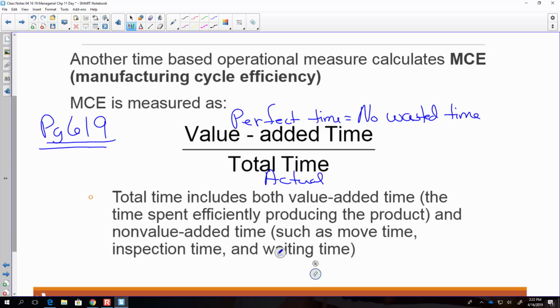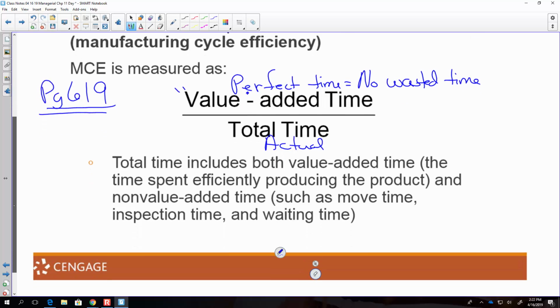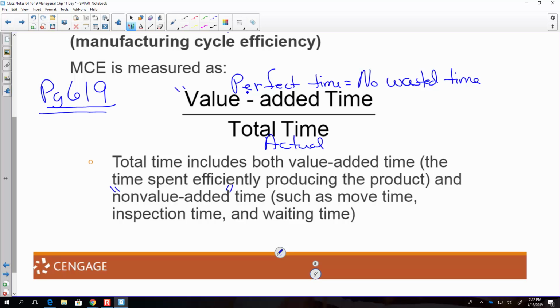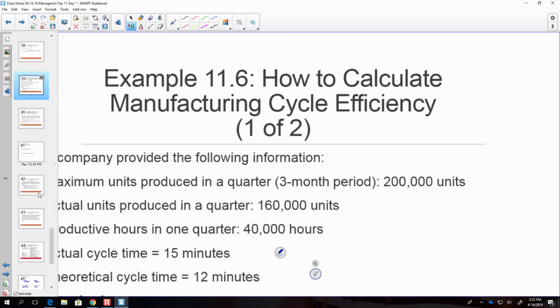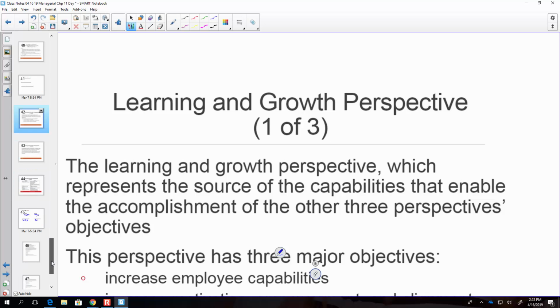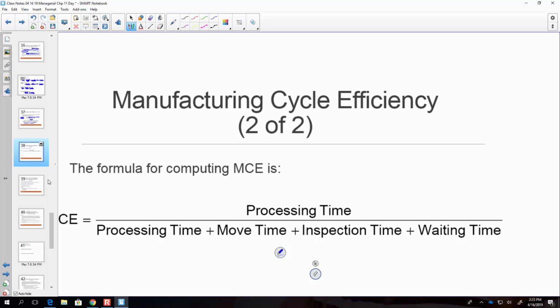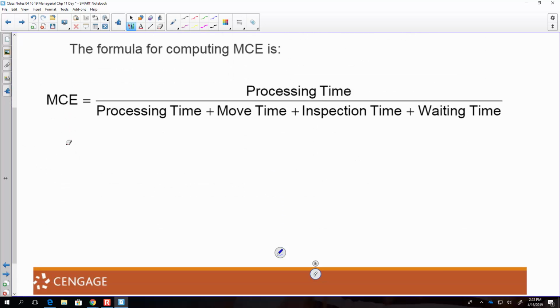So the author talks about value added time, and then they talk about what is considered non-value added time, that inefficiency. There are some listed right here. Move time, inspection time, waiting time. Please know those for the exam. This is another great multiple choice question. What are the non-value added items? So the book goes into much more detail. If I can find it. Oh, where are they? Maybe I took them out. Oh, here they are. Please know these non-value added items.